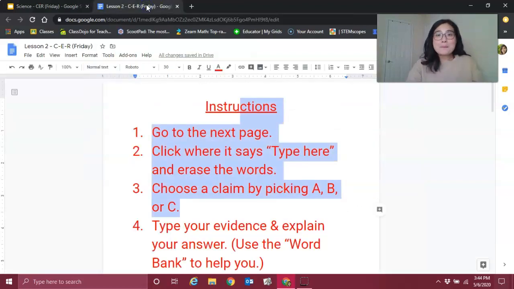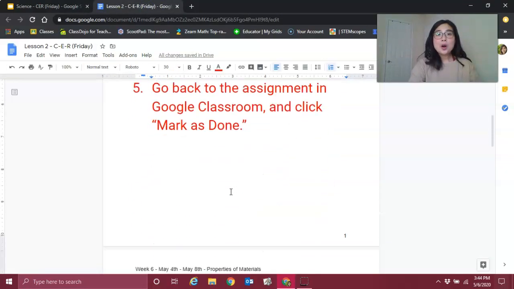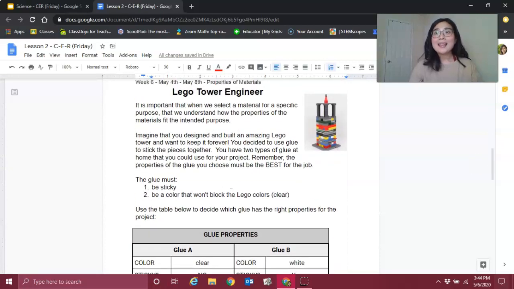Now, what that really means, friends, is we're all going to become Lego Tower engineers. Okay, so as Lego Tower engineers, you're going to have to figure out the best glue to keep those pieces together. And in order to do this, you're going to have to explain your thinking using CER. So let's go ahead and read the scenario.